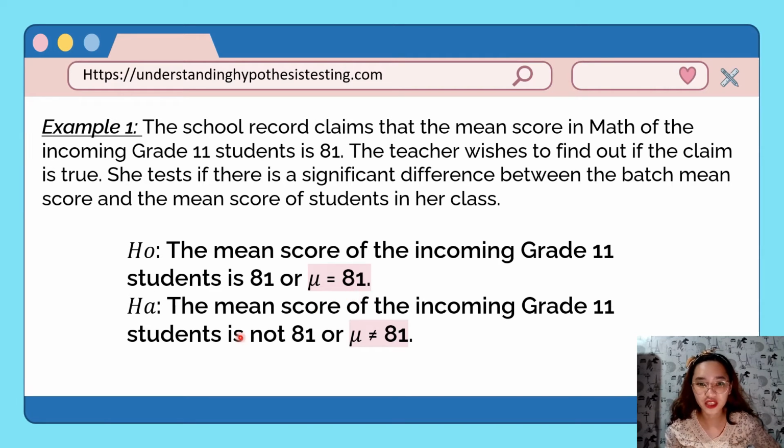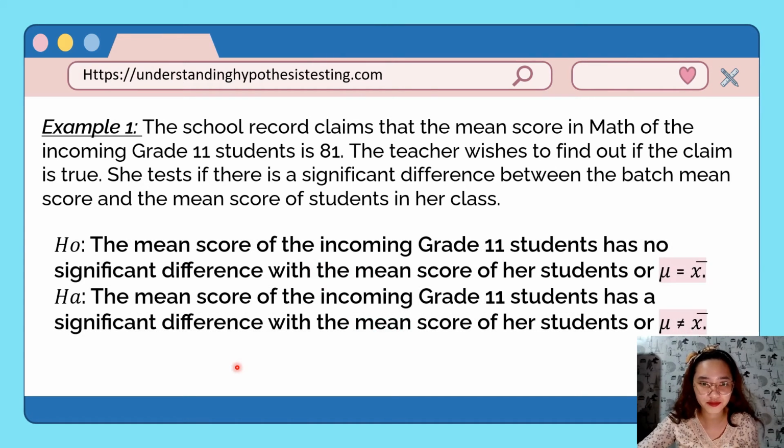And syempre, contrary to null hypothesis, ang alternative hypothesis natin, the mean score of the incoming grade 11 students is not 81. Or the mean is not equal to 81 in simple terms. Ayan po siya. Or pwede rin naman natin i-state ng ganito.